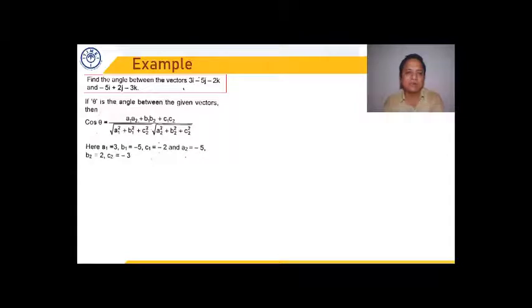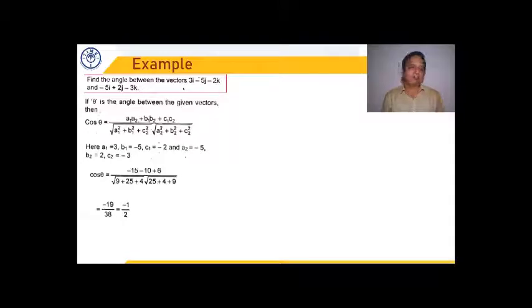Here a1, b1, c1 are the i, j, k coefficients of the first vector: a1 is 3, b1 is minus 4, c1 is minus 2. And a2, b2, c2 we take from the second vector: a2 is minus 5, b2 is 2, c2 is minus 3. Now let's multiply: a1 a2 is 3 into minus 5, minus 15. b1 b2 is minus 4 into 2, minus 8. c1 c2 is minus 2 into minus 3, which is plus 6. So minus 15 minus 8 plus 6 becomes minus 17 in the numerator.